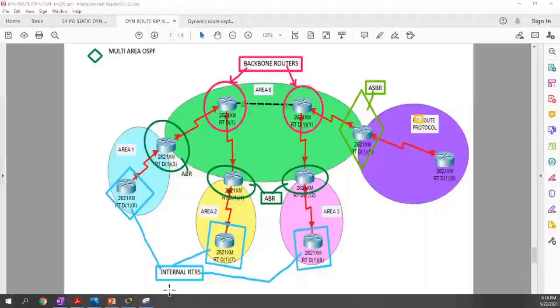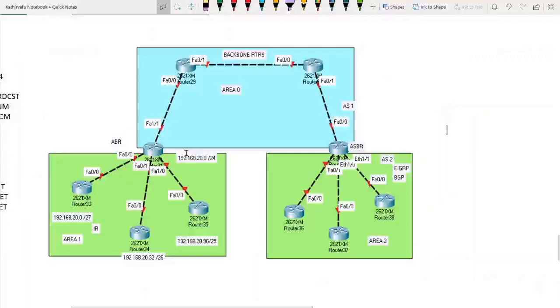For example, in this diagram, you can see this area border router has the summarization of 192.168.20.0/24. To this router you have connected other routers in area 1: 20.0/27, and also 20.32/26, and the next subnet 20.96/25. So /26 is there, /25 is there, /27 is there.